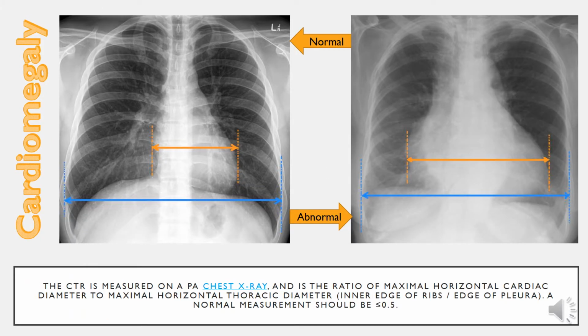Cardiomegaly. The CTR, cardiothoracic ratio, is measured on a PA chest X-ray and is the ratio of maximal horizontal cardiac diameter to maximal horizontal thoracic diameter, inner edge of ribs over edge of pleura. A normal measurement should be less than or equal to 0.5.